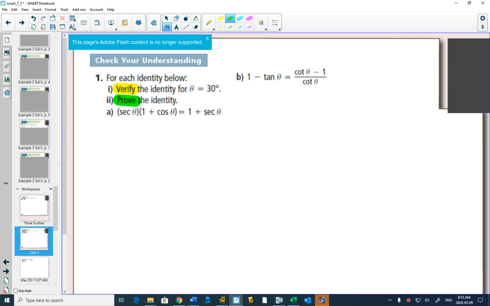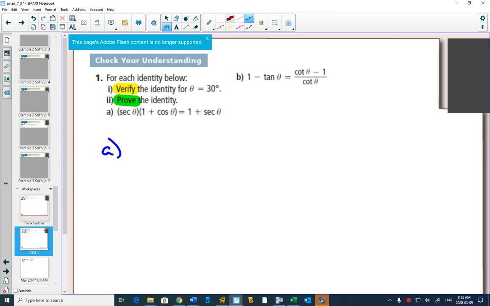This question also has verify. So I'm going to show you what the difference between verify and prove is, and if you get a verify question on your exam, what you would need to do. A verify question is almost identical to a prove question.